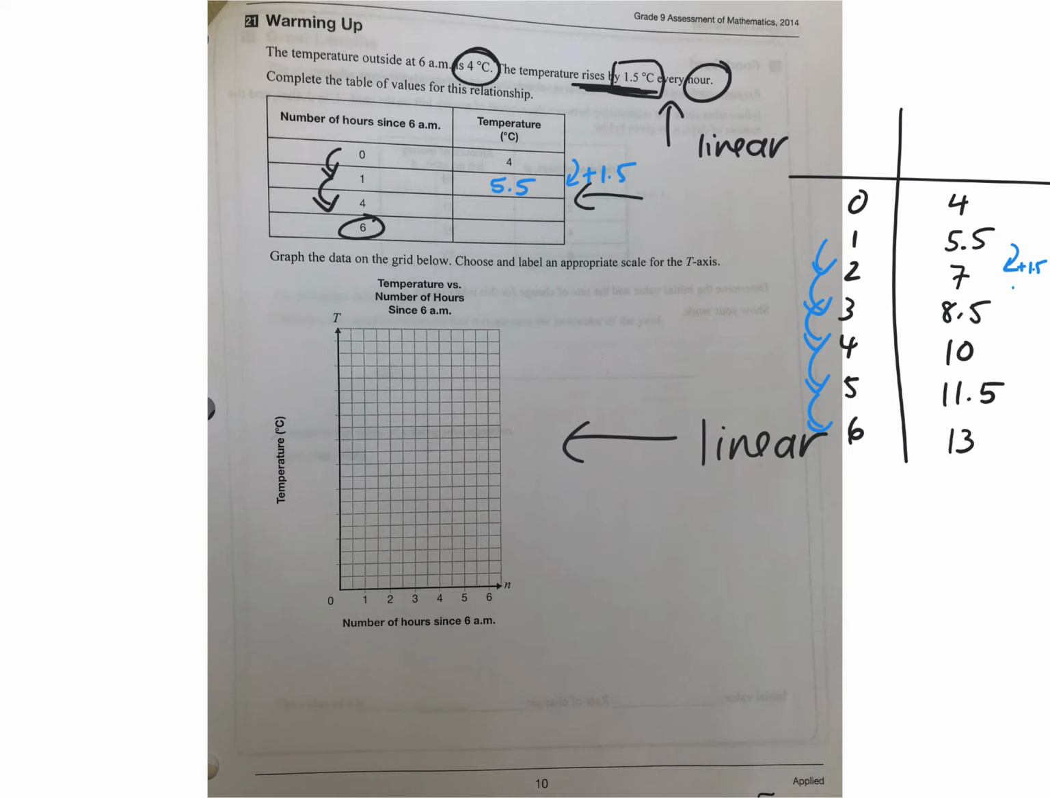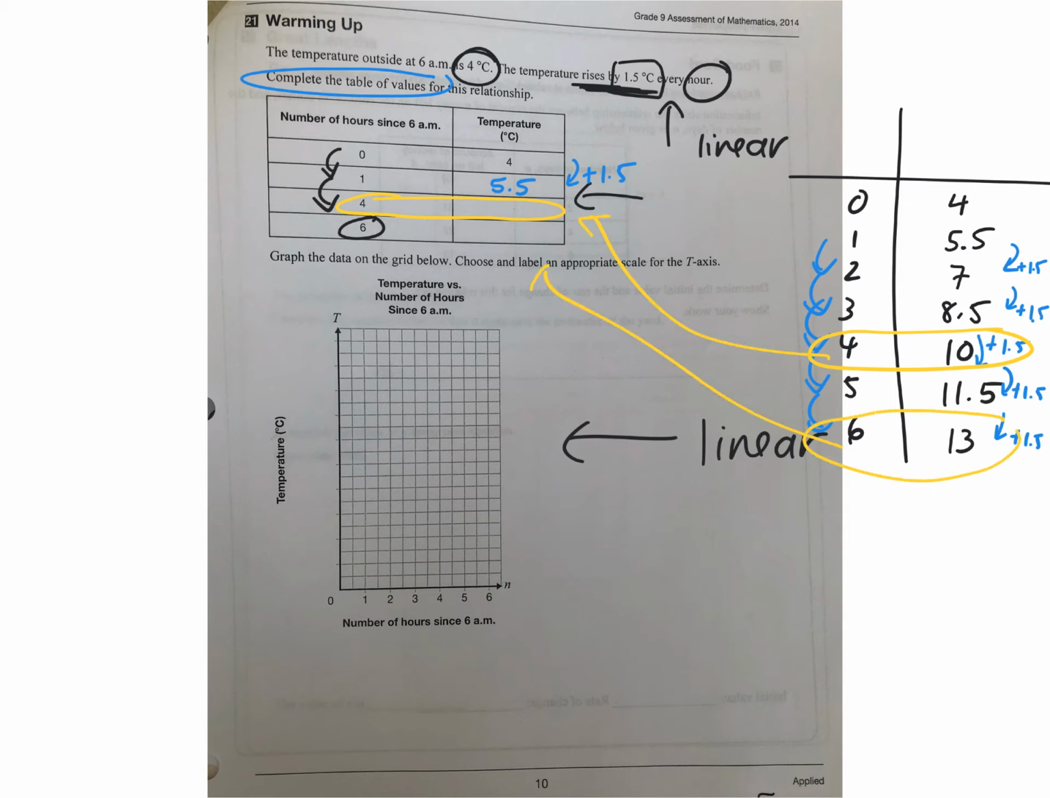Okay, so we added 1.5 plus 1.5 plus 1.5 plus 1.5. But the question is asking you to complete the table of values. You need to make sure that we fill in this information into this table, because that's what they're looking at in this question. Okay, so 4 hours was how many degrees? 10 degrees, and for 6 hours it was 13 degrees. That's it. Pretty straightforward for the table.